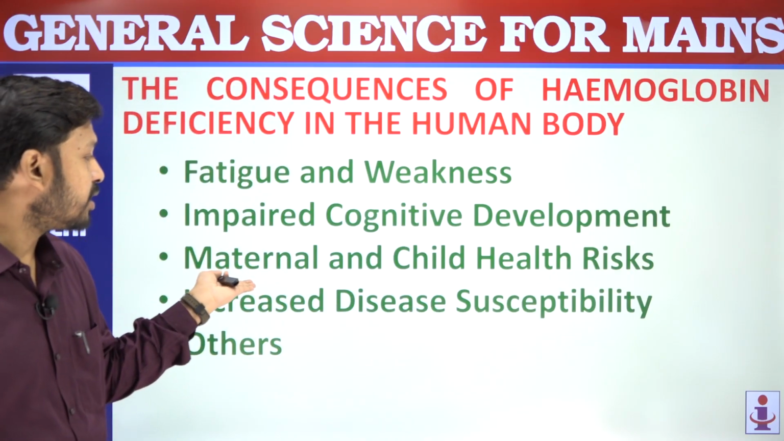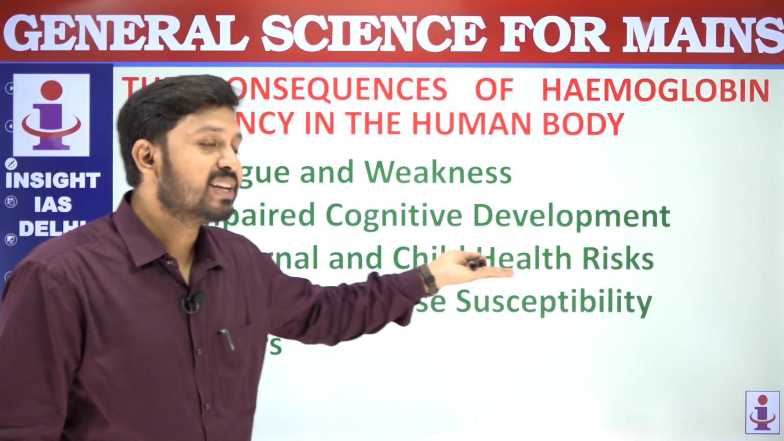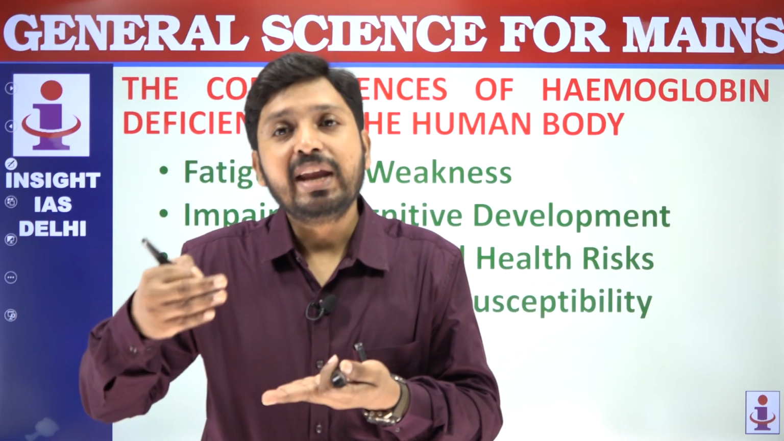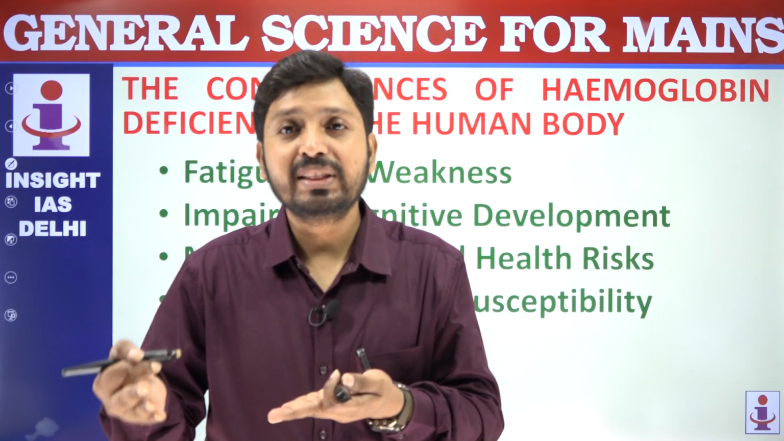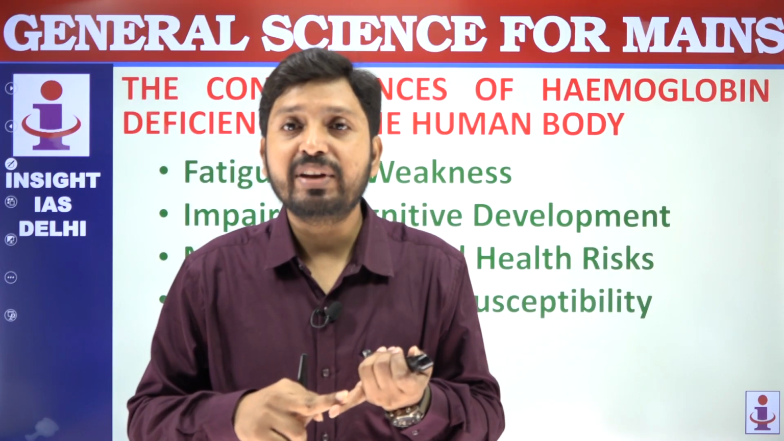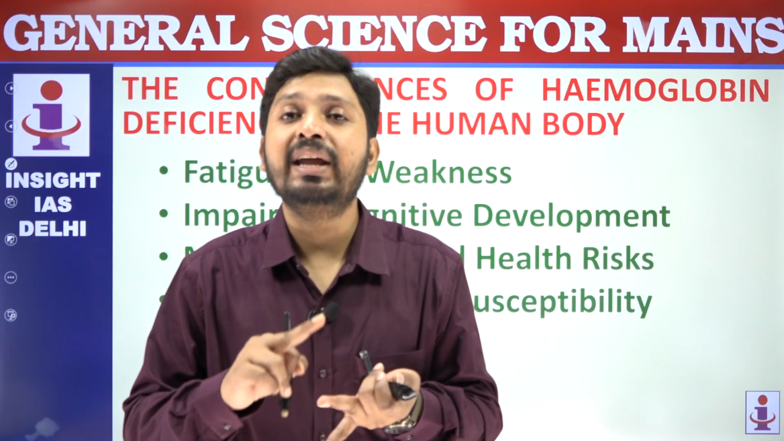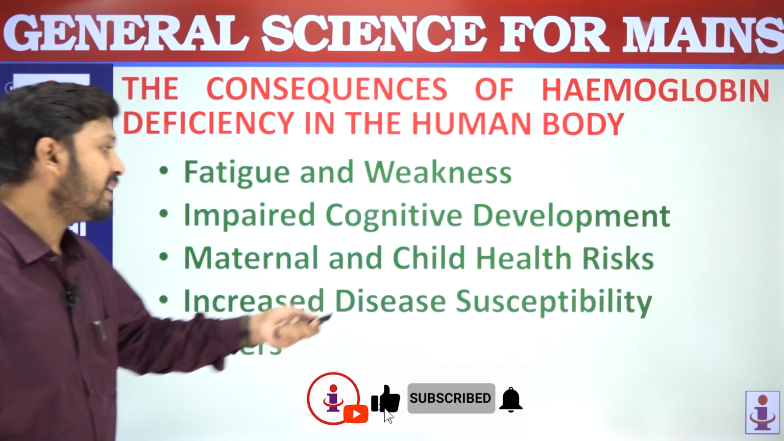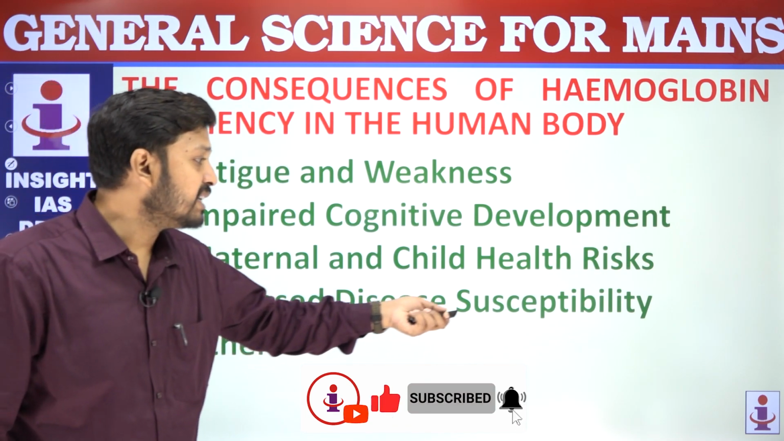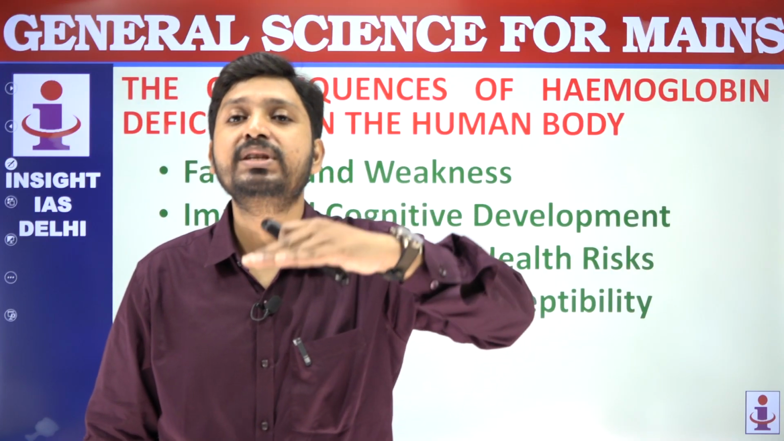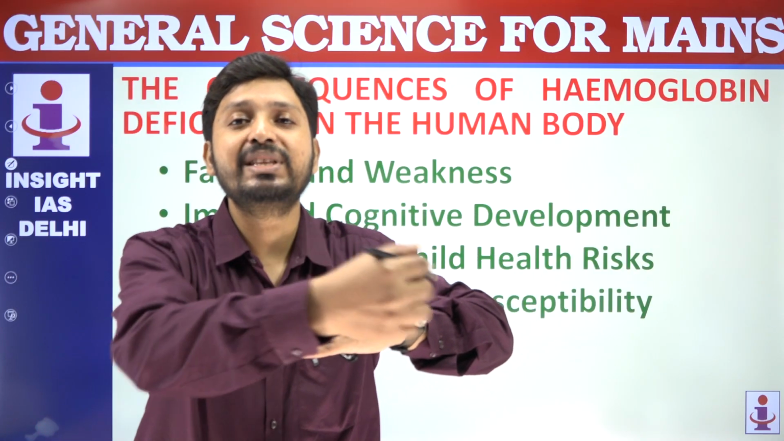And apart from that, it is also having an impact on maternal and child healthcare. How it is having an impact is, any pregnant woman, when she is anemic, the chances of preterm births are very high, and also whoever the babies are delivered, their birth weights will be very, very low, and in a majority of cases, maternal and infant mortality is also occurring because of anemia. So these are the maternal and child health risks, and increased disease susceptibility. This is because the immunity of the person will be lowered. Once the immunity of the person is lowered, they will be impacted by secondary infections.